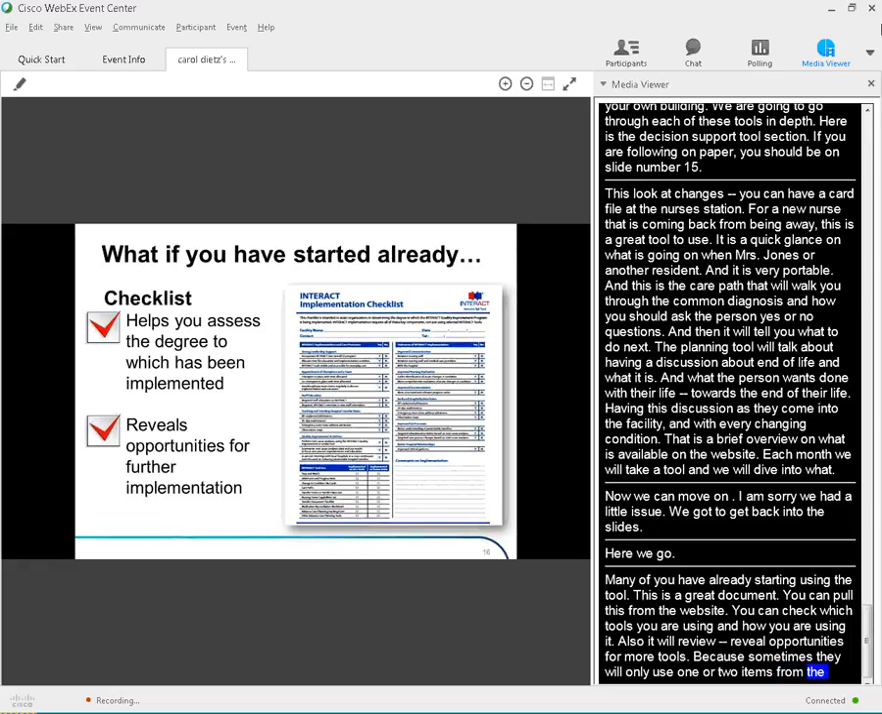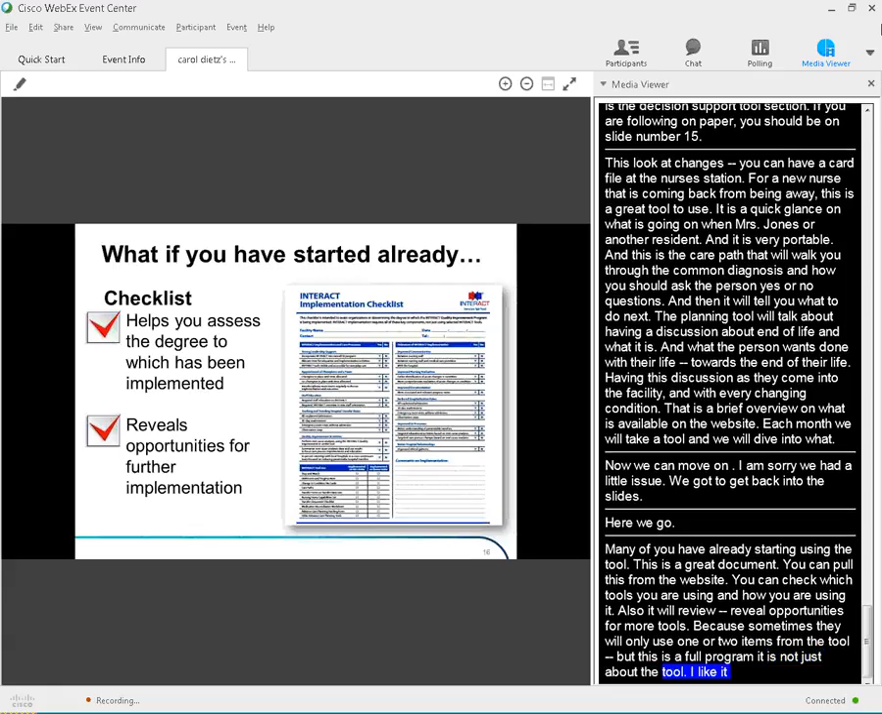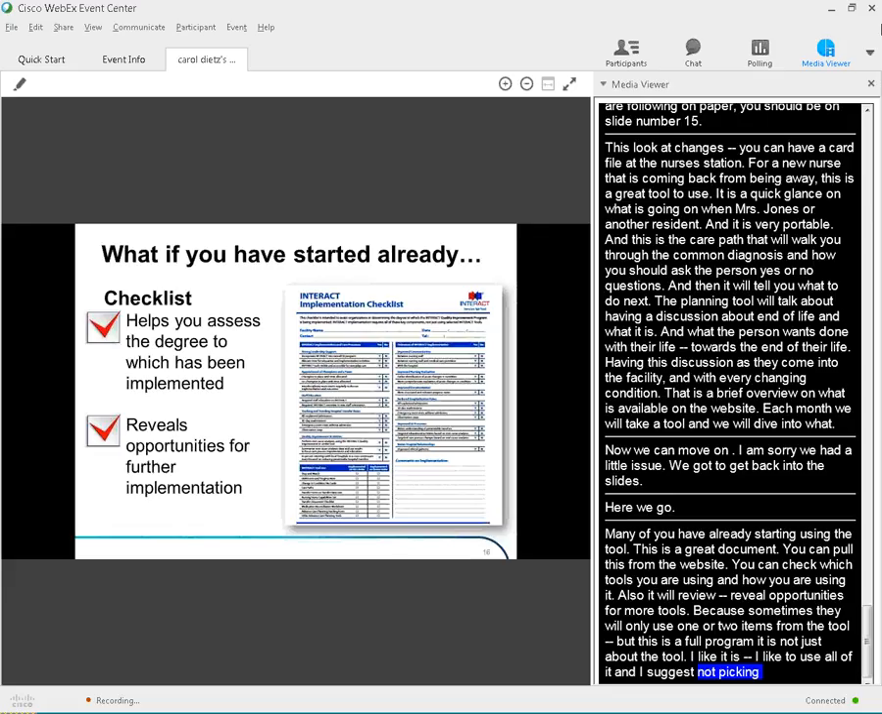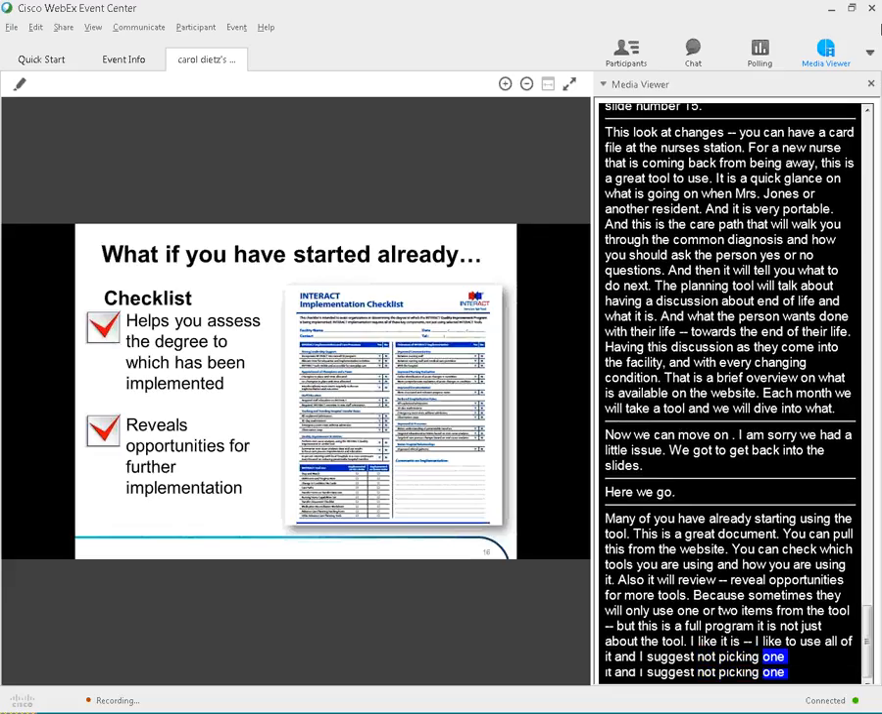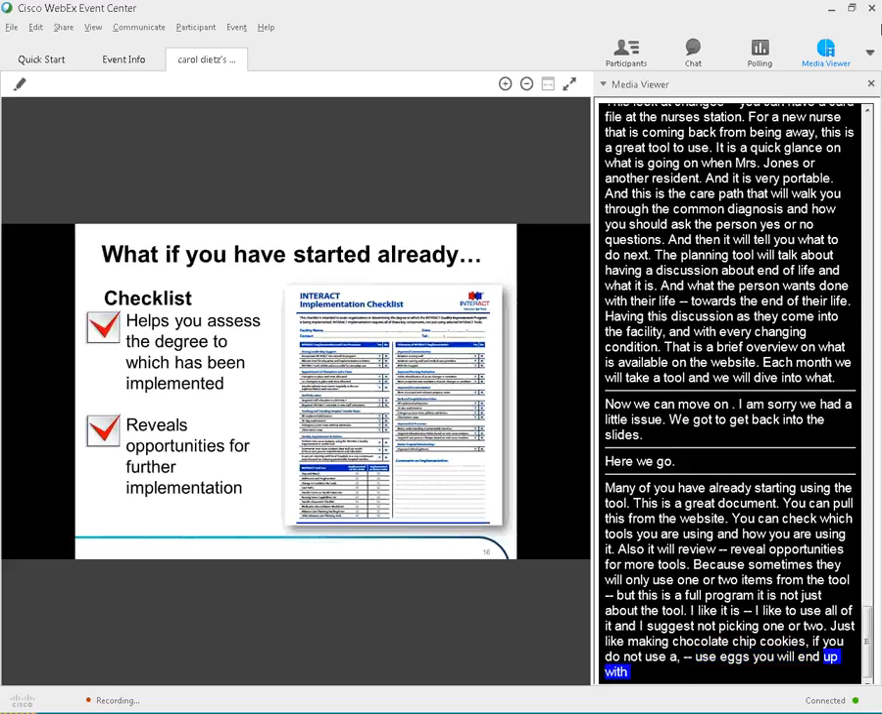I liken it to baking. You can't just pick and choose which recipe items you're going to put in making chocolate chip cookies. If you don't put the eggs in, you're not going to have a well-made, gelled chocolate chip cookie. You'll have crumbly dough. And if you don't put the chocolate chips in there, it's not chocolate chip cookies, it's just dough. So it's very important that if you take on this project and you want to become an Interact facility, you implement all the tools.